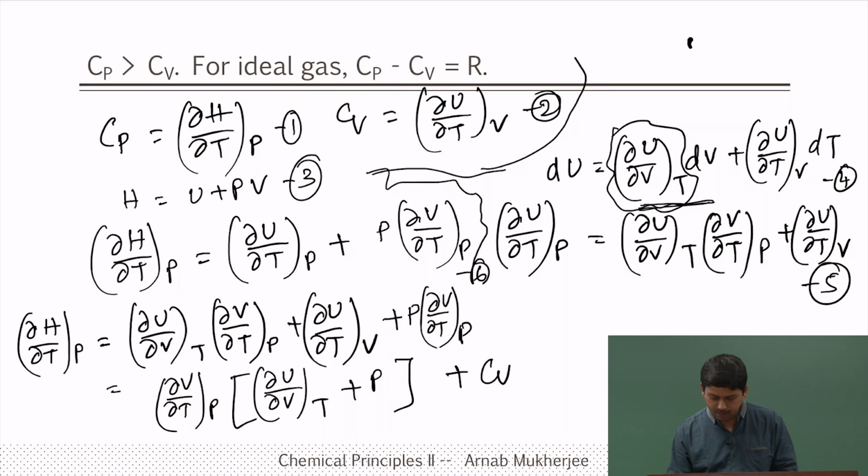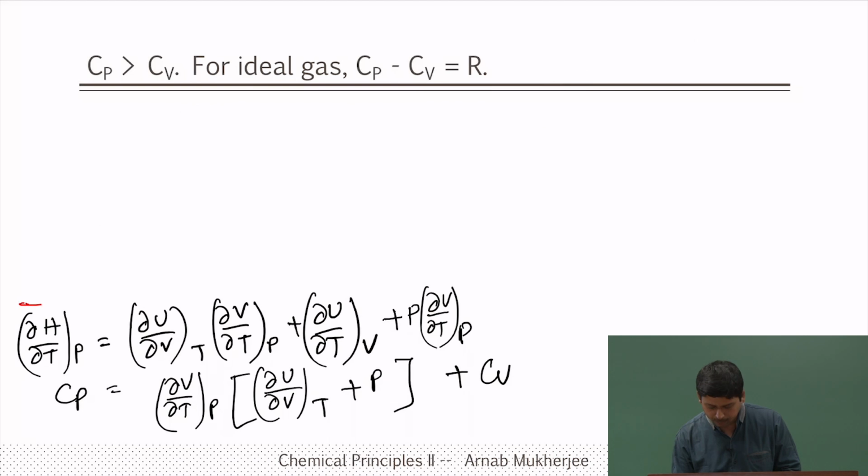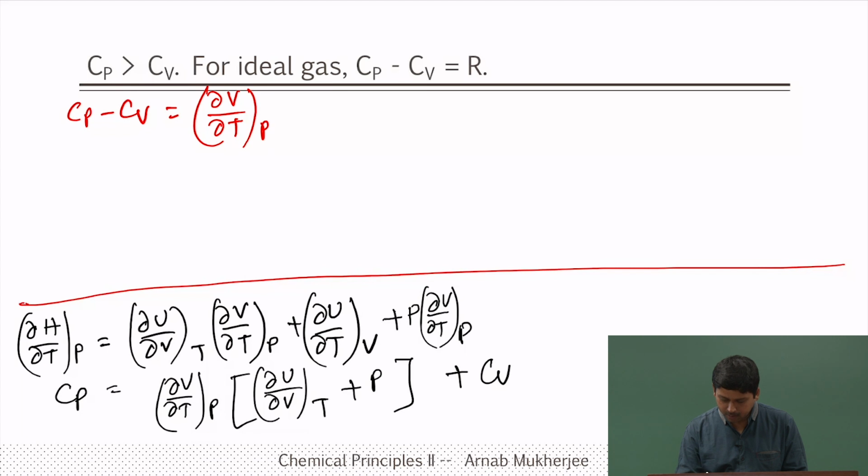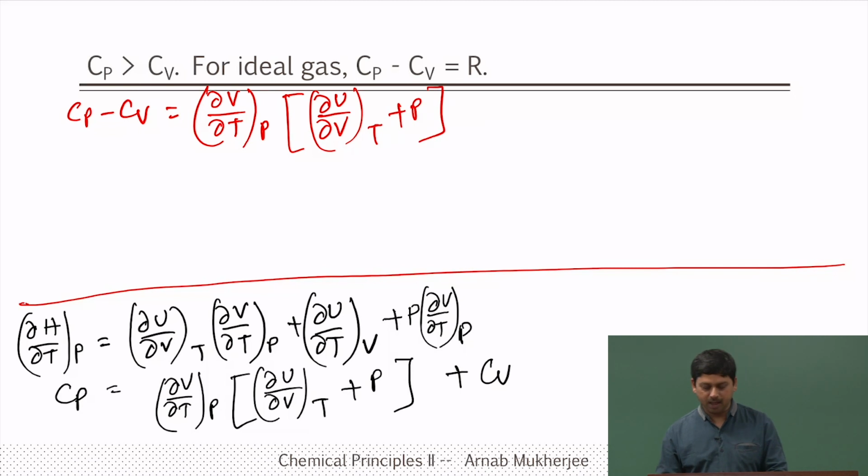Cv, and del h by del t at constant p is what quantity? Cp. So now I am going to erase the top part. Okay. So we got that Cp minus Cv is this particular big quantity, which is del v by del t at constant p, into del u by del v at constant t plus p. That is it. Now we have to see what each of these quantities is.